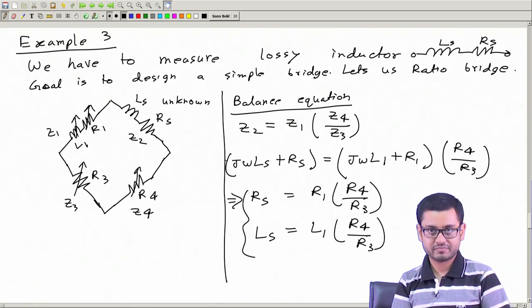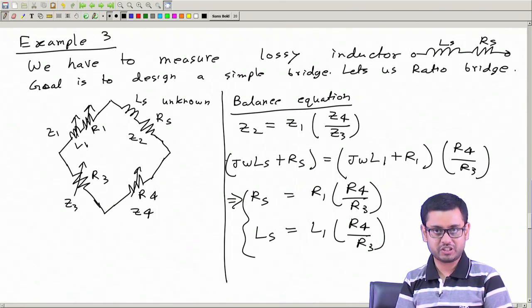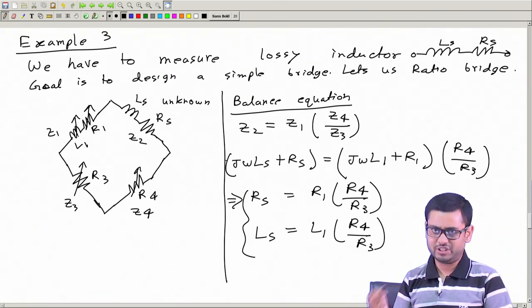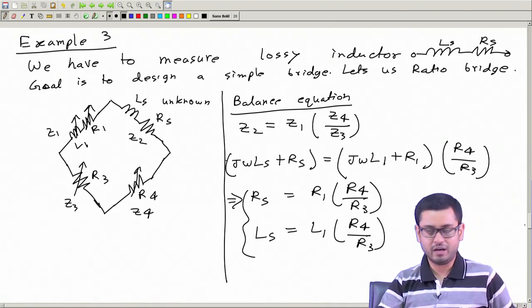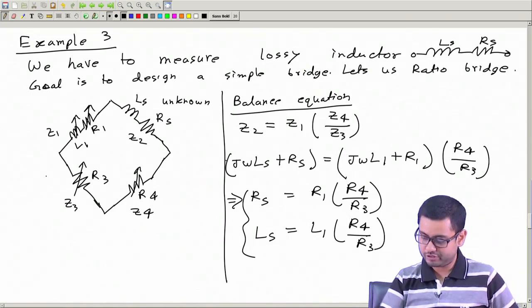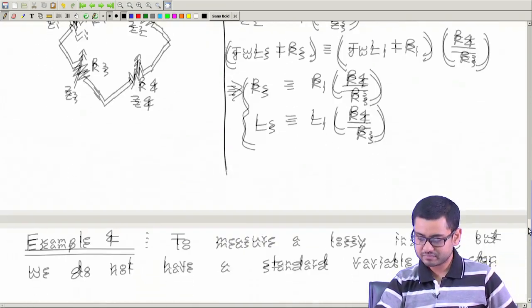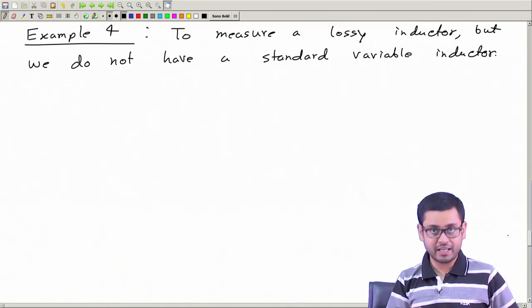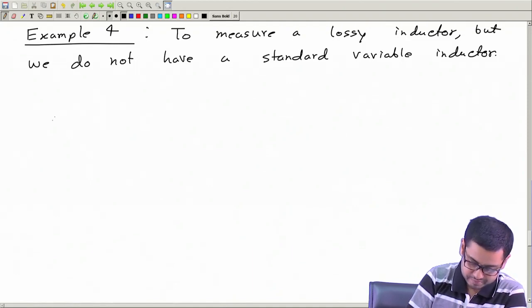How do we do it? This is not a funny question, this is a practical question, because standard inductors are difficult to prepare, difficult to have. We will talk about later why. Right now you accept that it is difficult to have a standard variable inductor. Okay. So this is a more challenging question. Let us do it.